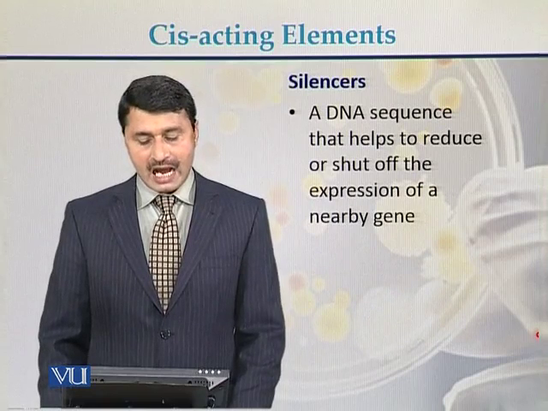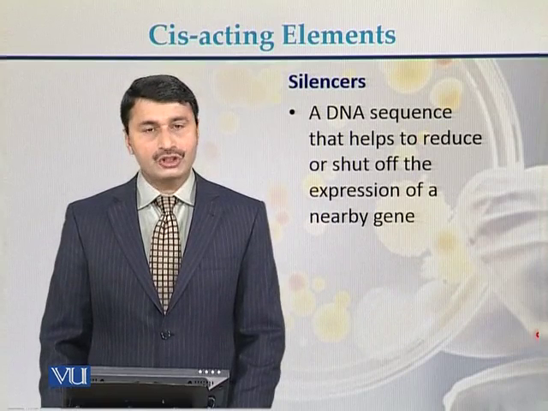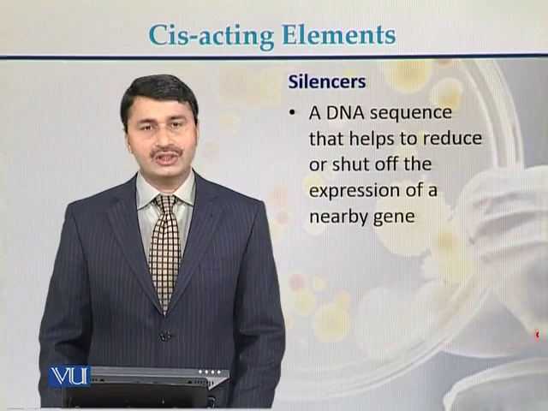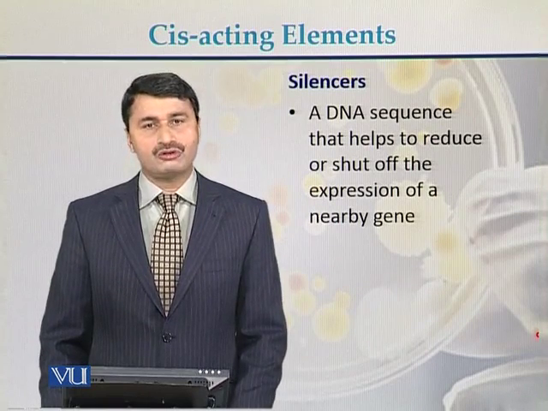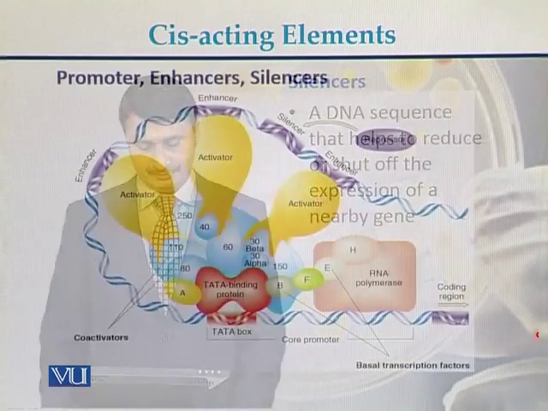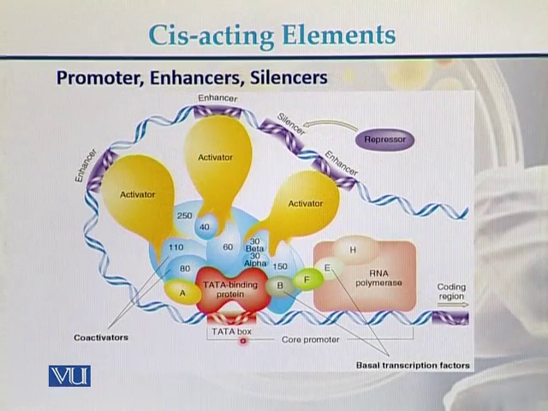What are silencers? A DNA sequence that helps to reduce or shut down the expression of a nearby gene is called a silencer. In this diagram, we can see here there is a core promoter region. We can see the sequences which are called TATA box. Then towards the 5' end, we can see DNA sequences which are called enhancers. Then there is a silencer, then there are enhancers. So silencers are actually the sequences that repress the expression of genes.